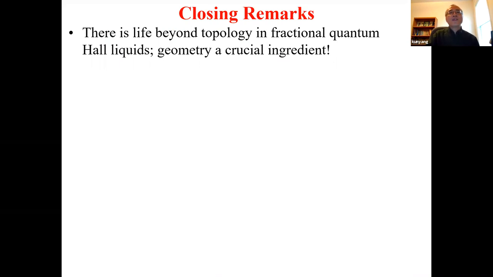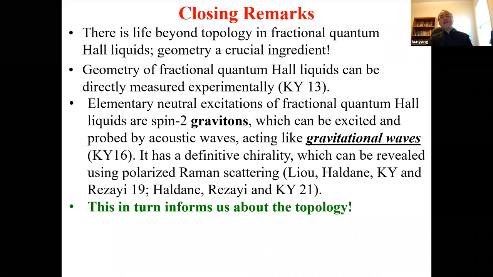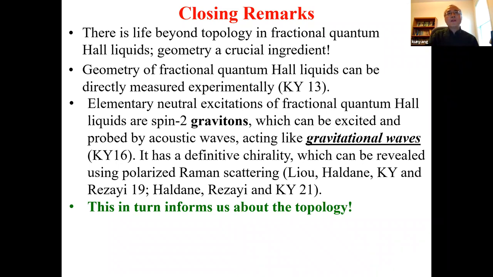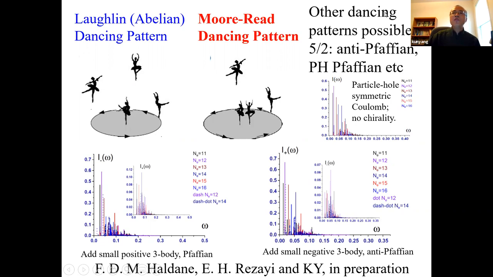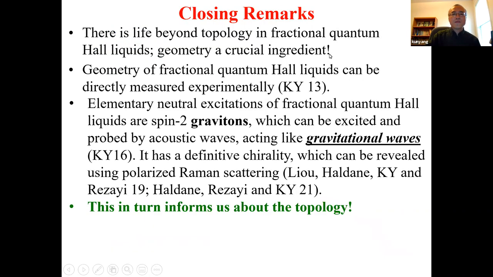But the point is that there is actually still life beyond topology in condensed matter physics in general, including in the birthplace of topological physics, namely quantum Hall liquids. And geometry plays a crucial role. I presented a few specific results, but coming back to topology, just like I demonstrated in this last slide, these graviton excitations exist because of this geometrical degree of freedom, which in turn informs us about the topology of the states that are actually realized. So it helps us to better understand or even detect the topology.